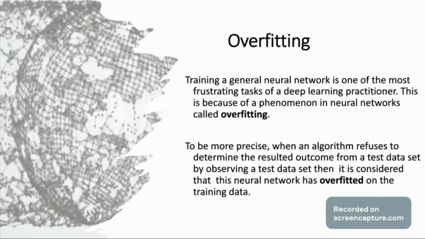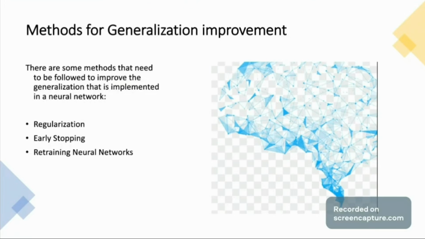Now moving on to the next point, which is methods of generalization improvement. How can we improve the generalization process? What are the methods that we need to follow to improve our generalization process? This is divided into three parts. Firstly, regularization, then early stopping, and then retraining neural networks.